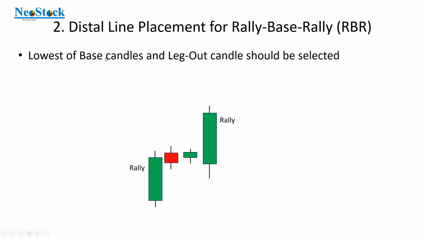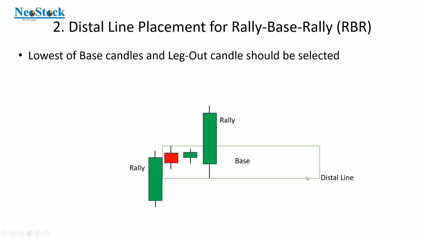Okay, as per this rule, lowest of base candles and leg out candle. So which is having the lowest? Is it base candles or is it leg out? Here the leg out candle is having the lowest value. So now we draw our distal line from here. Let us draw the base and see the distal line.